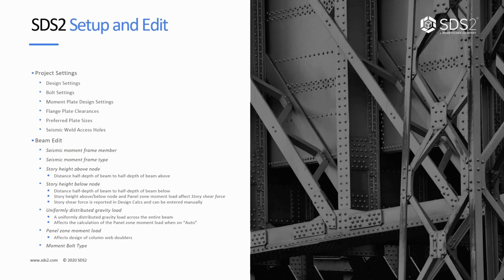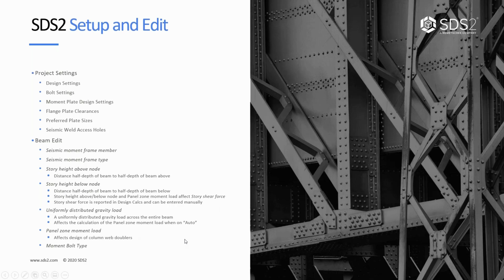And then we have different things here, the story height above node or below node that is going to potentially affect our story shear that Colin mentioned earlier, for us to be able to input that, as well as that uniformly distributed gravity load that we're going to see there. Again, it's not an end reaction, it's a distributed gravity load across that whole member, so it doesn't make sense to be an end field. It's just for that entire member.